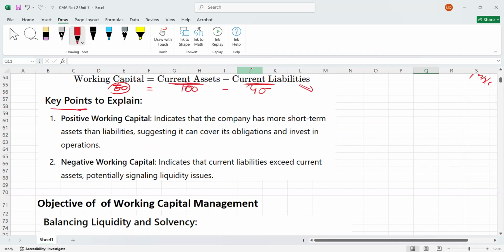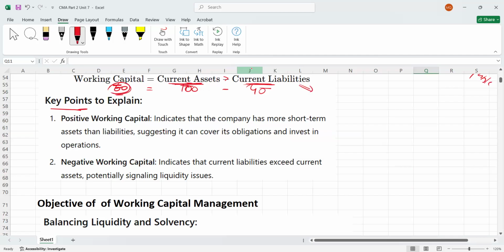So what are the key points? If you look into this definition, current assets minus current liabilities, 100 minus 40, we got net working capital of 60. This is a positive figure. What does this positive figure indicate? It indicates that the company has more short term assets than liabilities, and it suggests that these assets can easily cover its obligations. This is what positive working capital means.